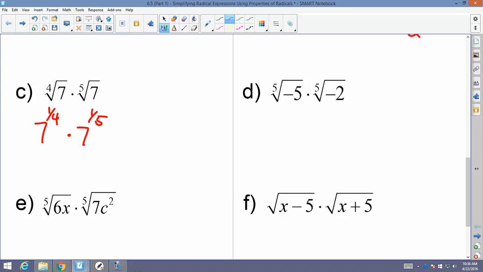So when they have the same base, you cannot do this. 4th root of 49. No, you can't do that. That's wrong. But you can do what you just did right here. Okay? So now you're just going to go ahead and find a common denominator. So that's 20. That's 5. That's 20. That's 4. And that equals the 7 to the 9/20ths, which is the 20th root of 7 to the 9th power.